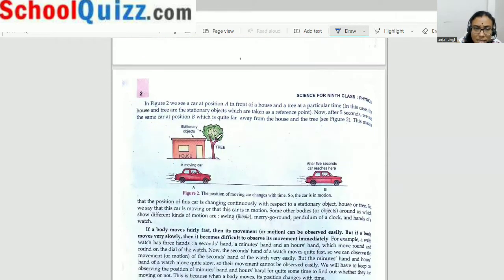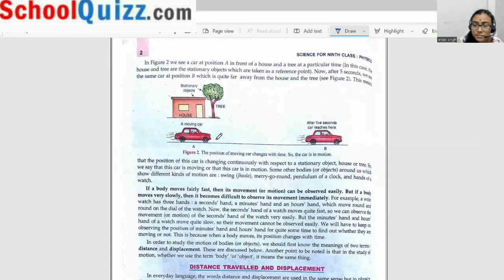Again, with the picture, one example, like a car. You can see this car, and after 5 seconds, this car goes from here to here. This is position A, this is position B. This car started moving. Now, here this house is stationary and this is a tree. So with the tree, this house is stationary. Clear? This word, stationary. But what about this car? The car is moving from position A to position B.